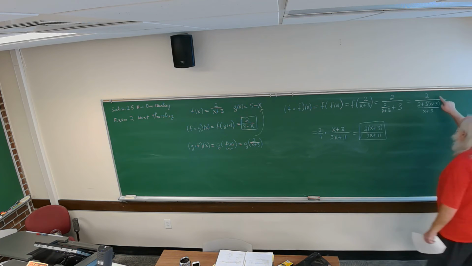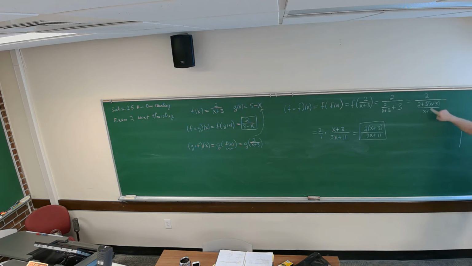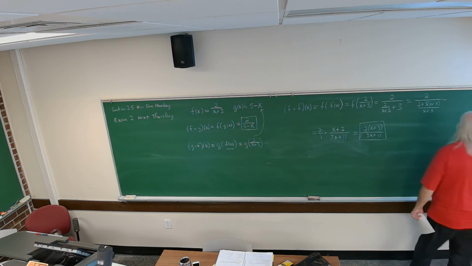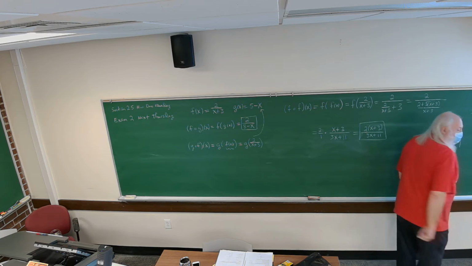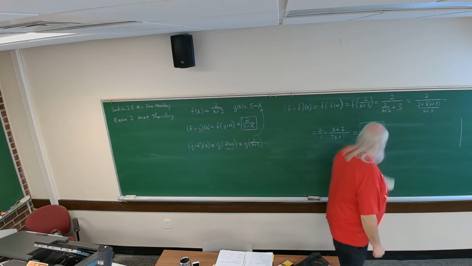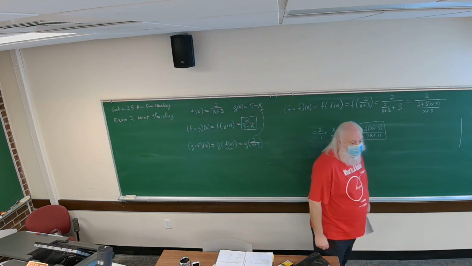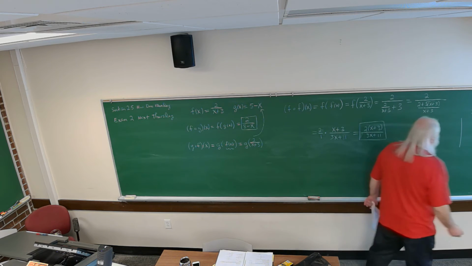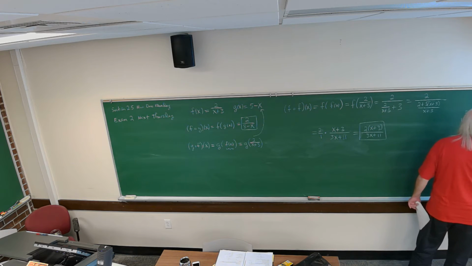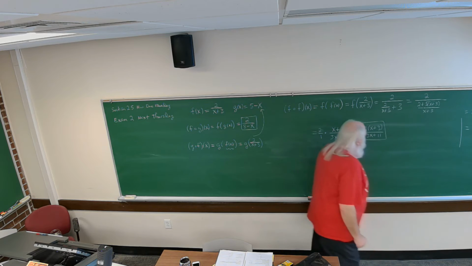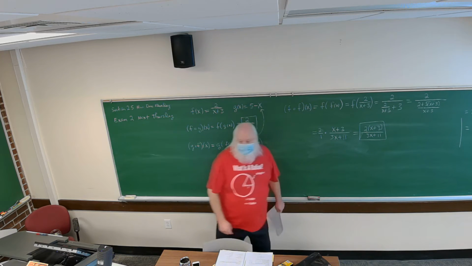This 2 up here, 2 plus 3 times x plus 3. When you distribute the 3 inside the parentheses, you end up with 2 plus 3x plus 9. So you end up with 3x plus 11. Oh. Okay?